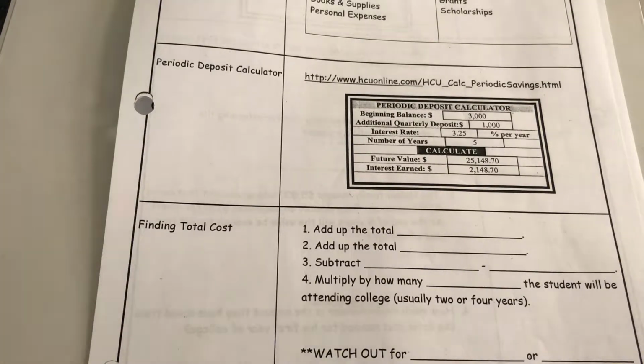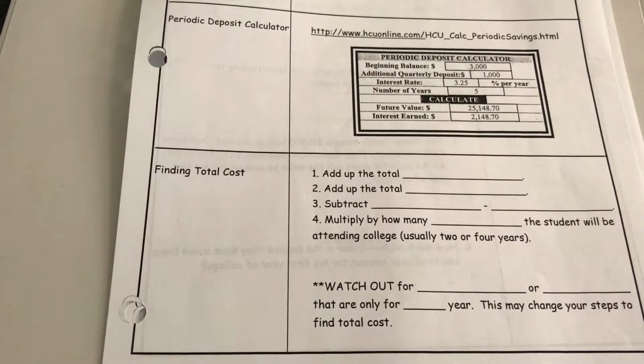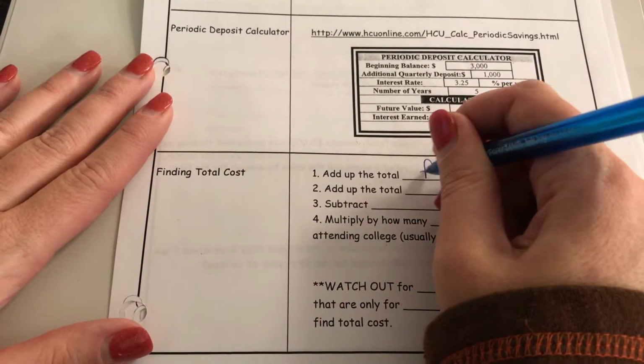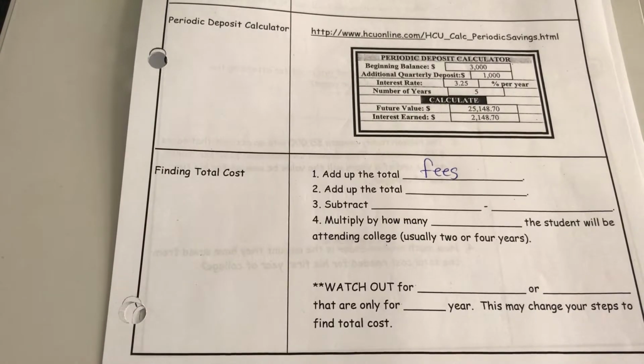All right. Now, finding total cost. When you go to find the total cost of a college or university, we have to add up the total fees. That's going to be tuition and fees, room and board, books and supplies, personal expenses, parking. Sometimes they make you pay for parking fees, okay? There's food court fees. There's all this stuff. You'll have to add up all that. Whatever they give you in the equation or the word problem, you have to add all those together.